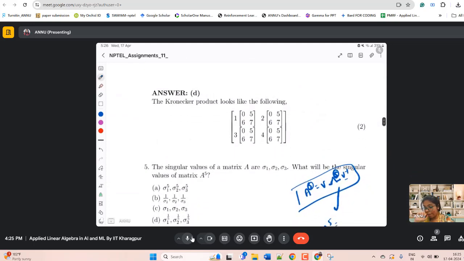Now tell me, what is the formula for this? The singular values of the matrix A are sigma 1, sigma 2, sigma 3. What will be the singular values of A power 5? See, the hint is there in my own notes. Definitely it will depend on how singular value decomposition works.